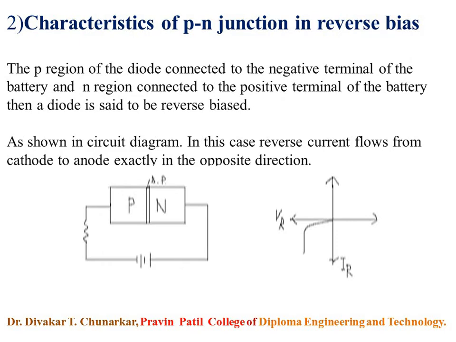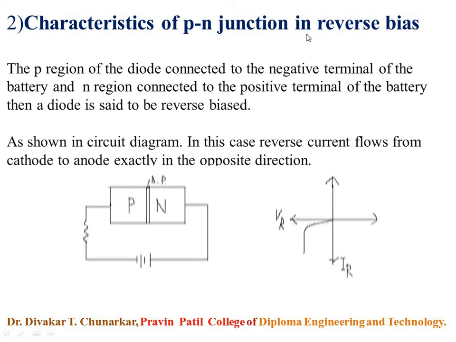Then the characteristic of a PN junction diode in reverse bias. This is the circuit diagram of a PN junction diode in reverse bias, and this is the graph for a PN junction diode in reverse bias.